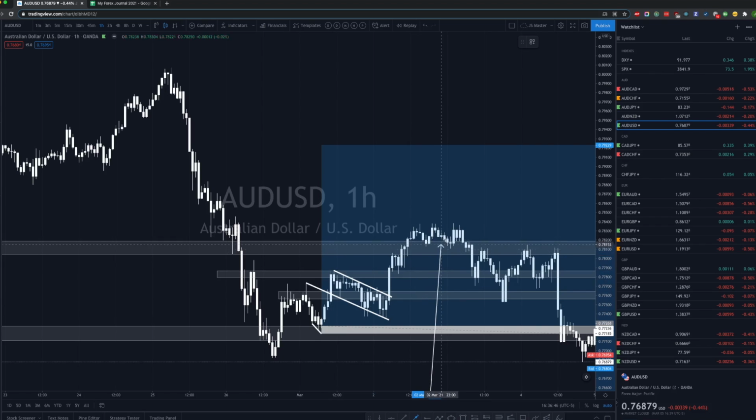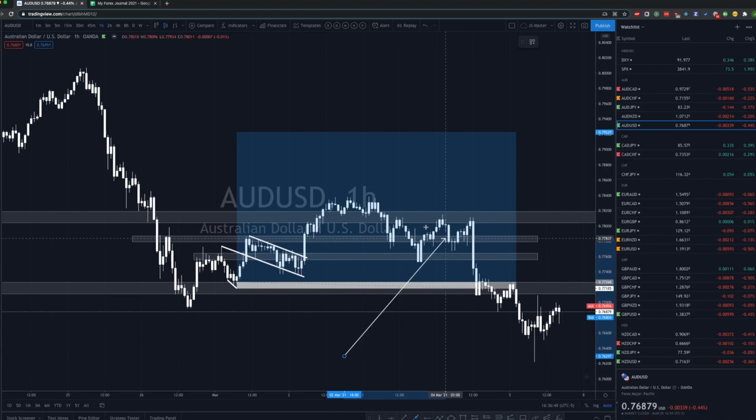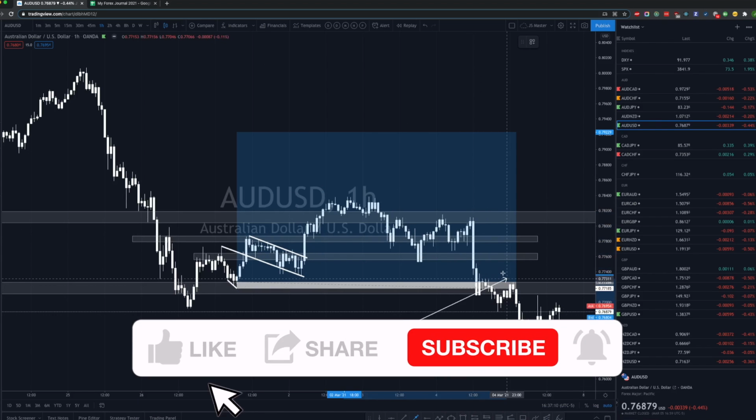right? I did think we would probably find some support at some of these previous levels, but unfortunately we didn't. I mean, we did find some support here for a little bit, and then it slowly trickled up, and you know, it wasn't sustainable, right? Price just reversed on us and took the stops out at break even. I decided to leave the position open.